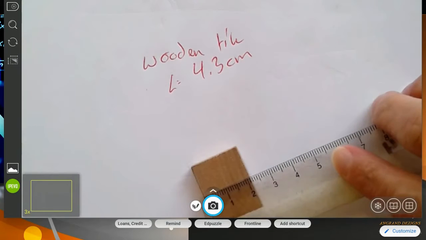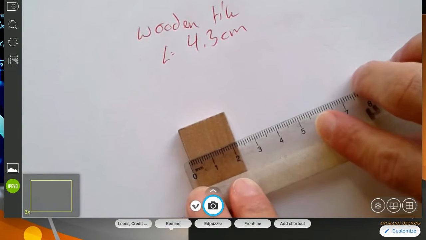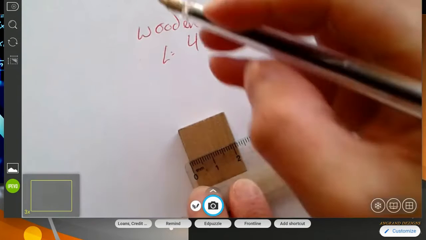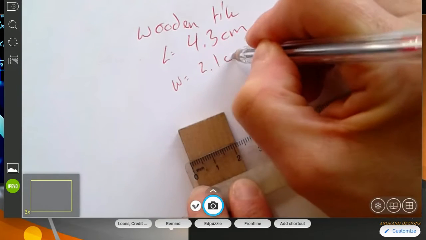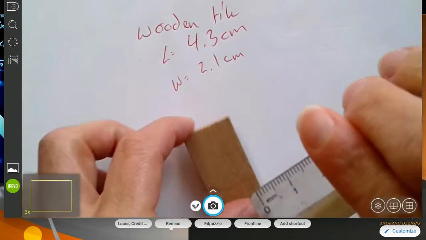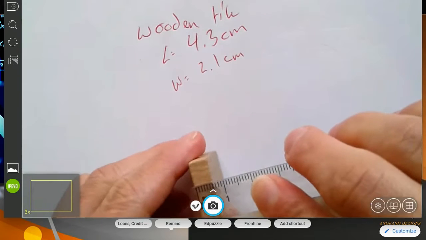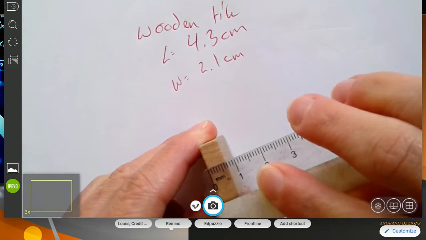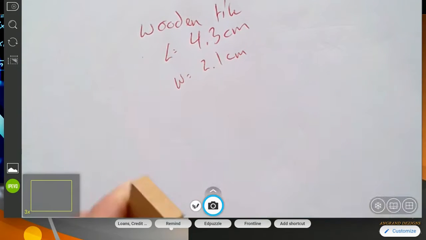And then we can do our width. Put that where you can see it again. And you can read that, 2.1 centimeters. And then the height, going to be, do that carefully, 0.7 centimeters.